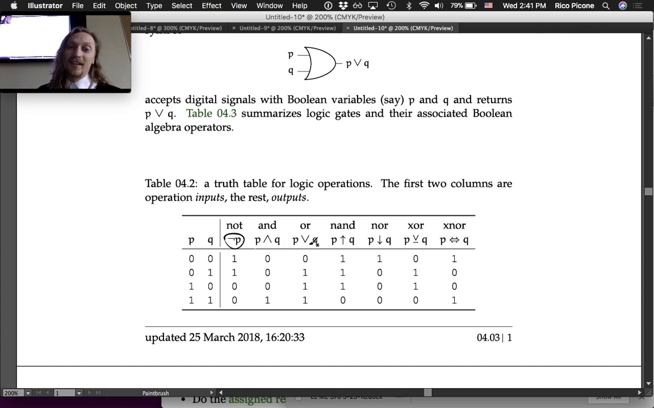Or is true if either of them is true. So either P or Q. And then the only time that it's false is when neither P nor Q is true. Okay.